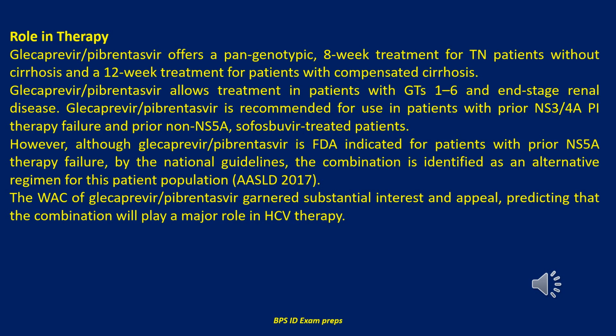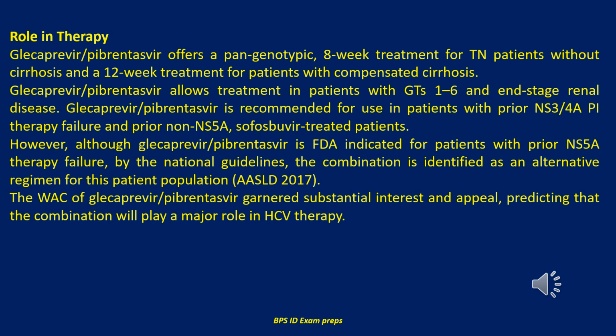Regarding the role in therapy, glecaprevir plus pibrentasvir offers a pan-genotypic, 8-week treatment for treatment-naive patients without cirrhosis and a 12-week treatment for patients with compensated cirrhosis. Glecaprevir plus pibrentasvir allows treatment in patients with genotypes 1 to 6 and end-stage renal disease. Glecaprevir plus pibrentasvir is recommended for use in patients with prior NS3/4A PI therapy failure and prior non-NS5A, sofosbuvir-treated patients.